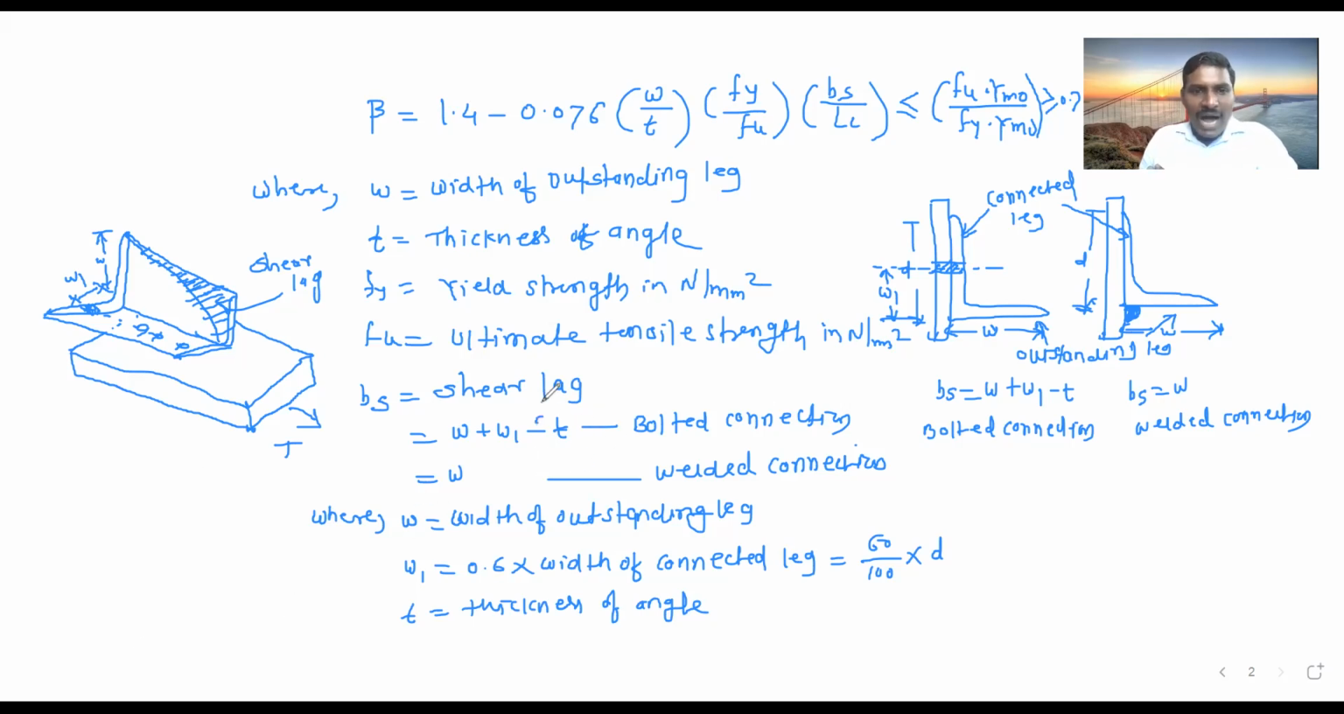Okay. So how to calculate shear lag? That we have discussed. Bs is equal to W plus W1 minus T for bolted connection, and Bs is equal to W for welded connection. This is the numerical, and theoretically we have seen it. Now everyone got it? This numerical, or whatever we have written here, you got that?